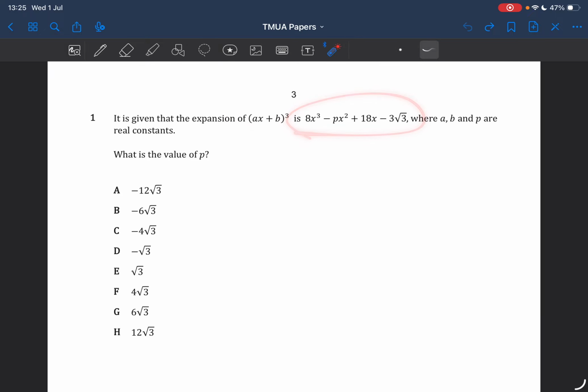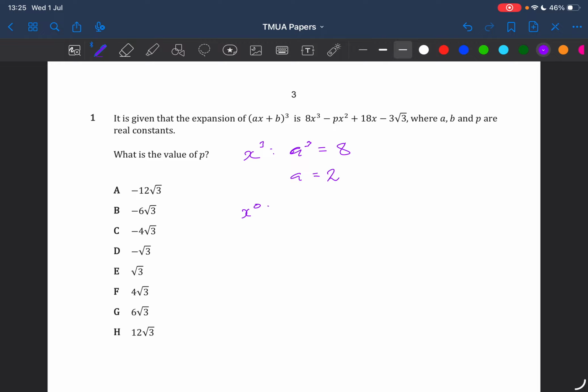We're given it over here. We want to find the value of p. So when we expand this sort of thing out, let's look at the first term, so the powers of x cubed. On the left, what we're going to get is a cubed, and on the right, that is 8. So we know that a should be 2.